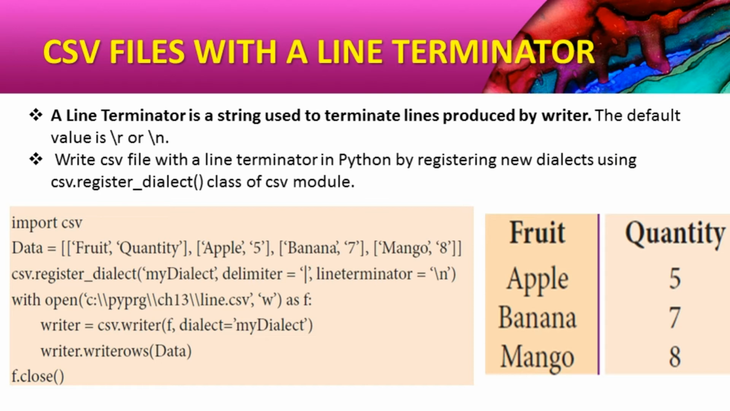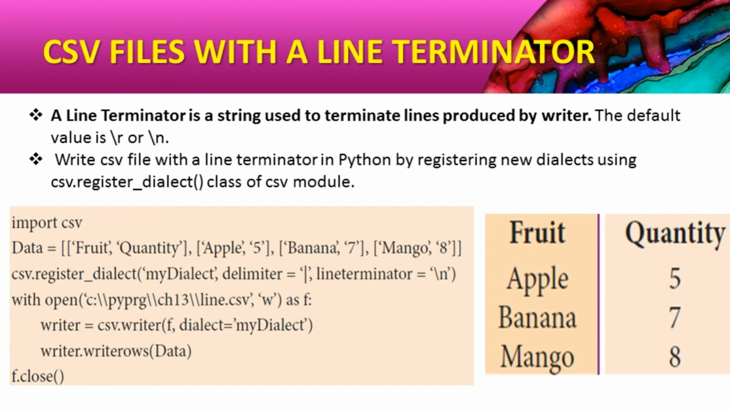Let us see the example. Import csv. data is equal to fruit, quantity, that is the field names, and the field values are apple, 5, banana, 7, mango, 8. Now we are going to register the new dialect, that is csv.register_dialect, so that we can give parameters by using this dialect.